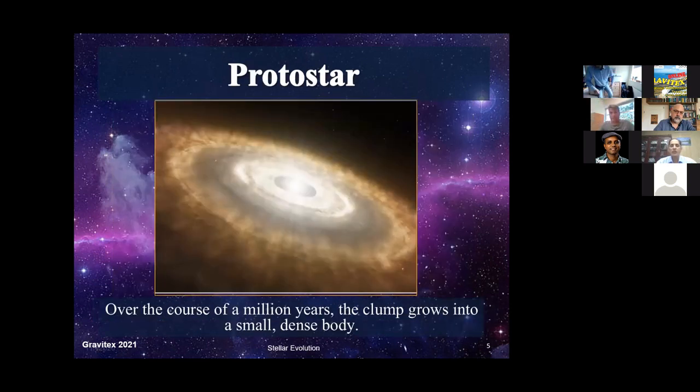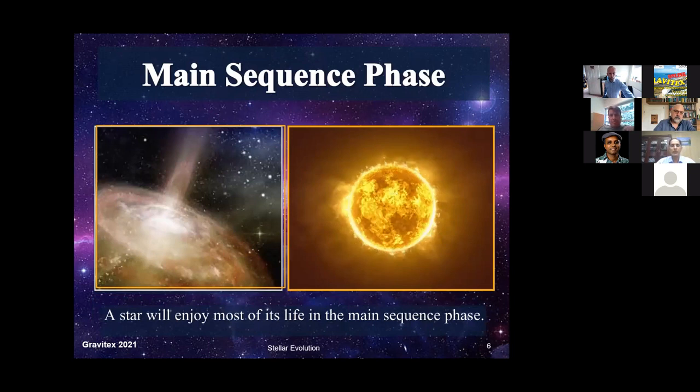So this is the protostar. Over the course of 1 million years, the clump grows into a small dense body, the so-called protostar. This is the main sequence phase. A star will enjoy most of its life in the main sequence phase. When the protostar becomes hot enough, its hydrogen atoms begin to fuse, producing helium, and an outflow of energy begins from the nuclear reactions.